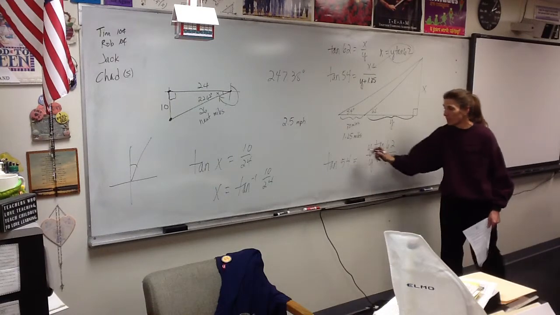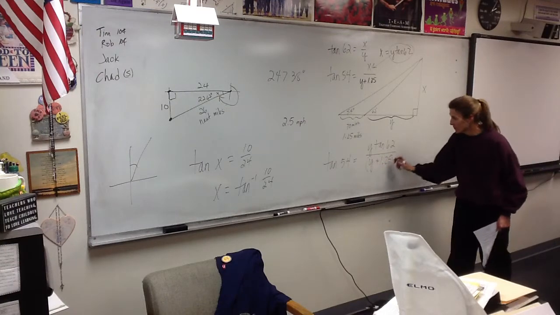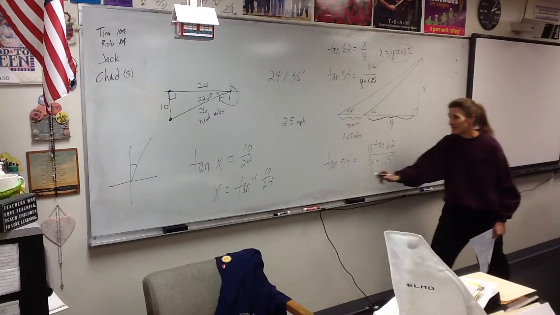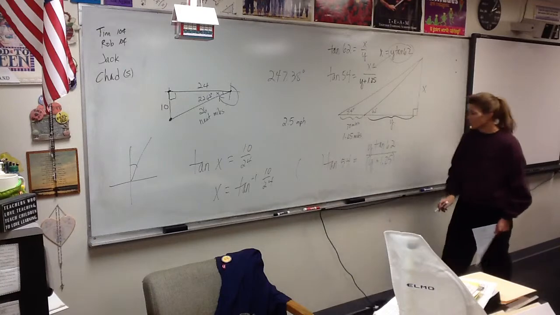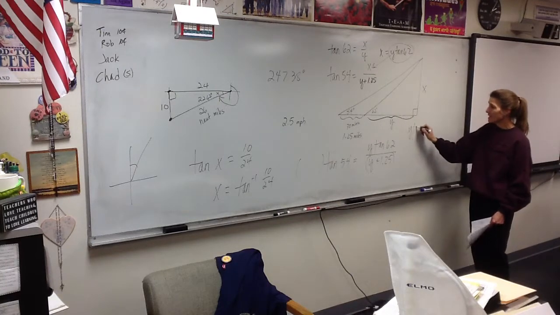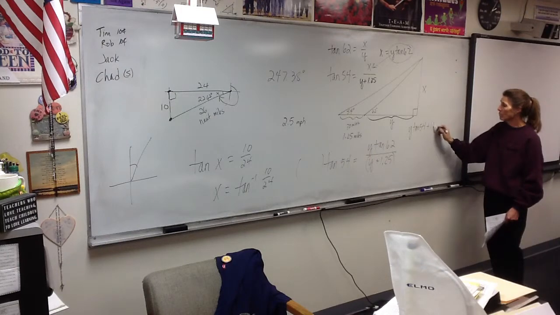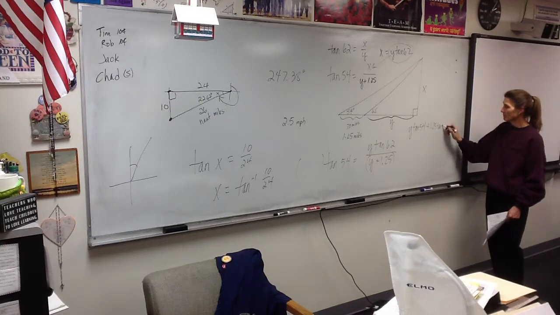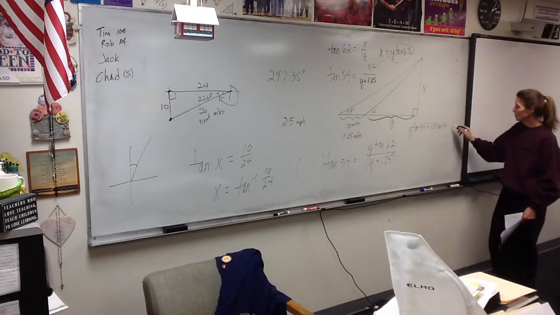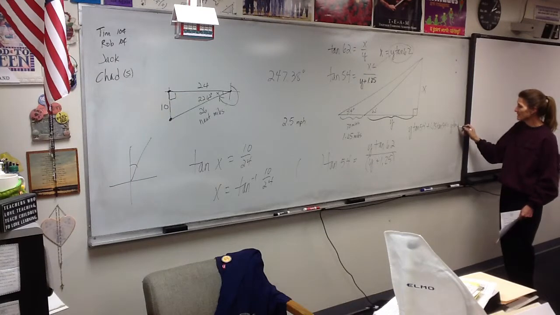So I'm going to multiply both sides by this right here. I'm going to bring this over to here. That is going to be a distributive situation. So I'm going to have y tan 54 plus 1.25 tan 54 equal to y tan 62.